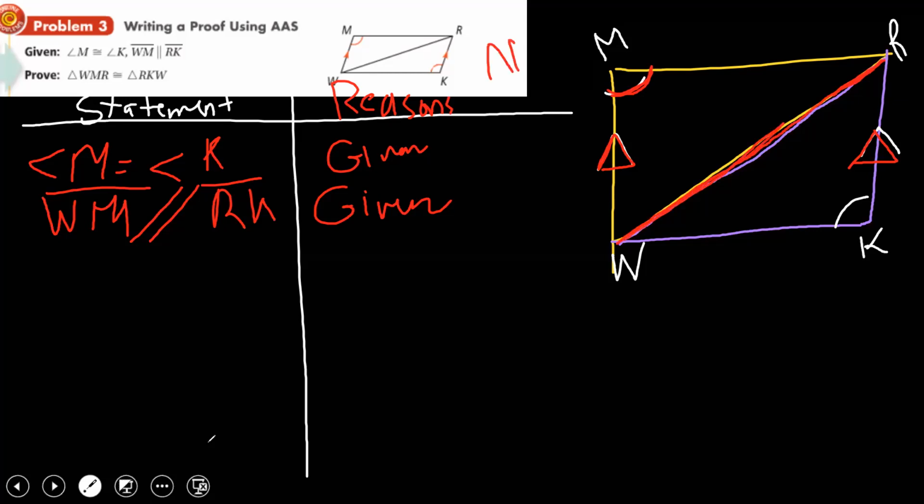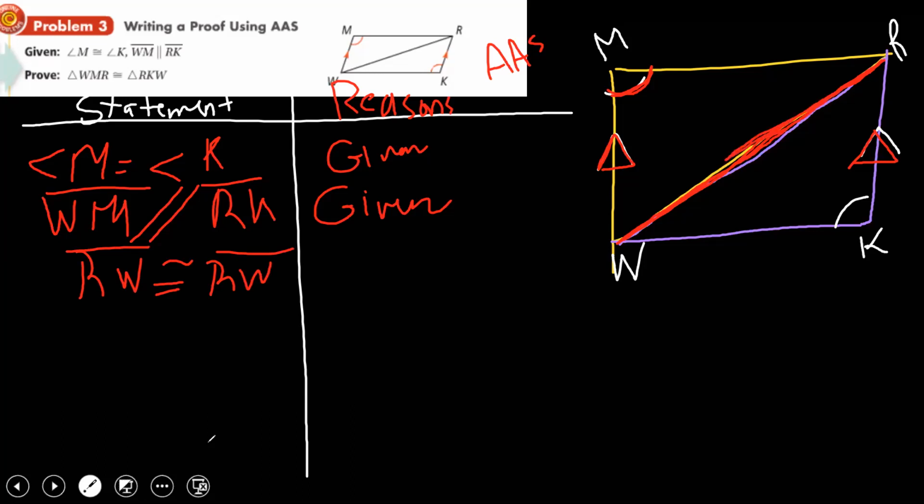I want AAS. Yes, teacher. So I need an angle and another angle and another side. And the three of them are what? Congruent. The angle and the first side are given. What about my second angle and my side? Give me a side here for these two triangles that they are congruent. RW and RW. Thank you. So RW is congruent with RW. This side is congruent.